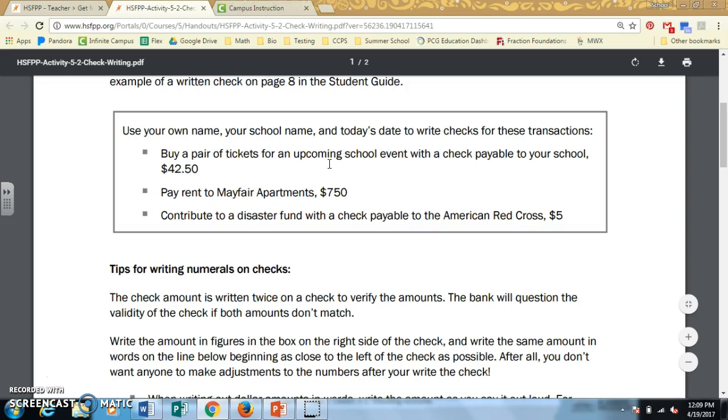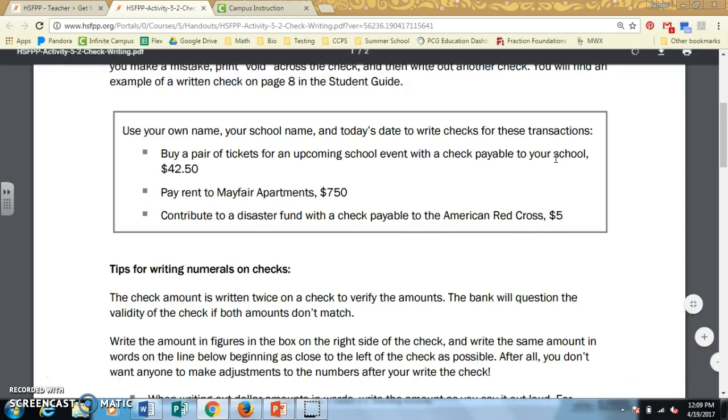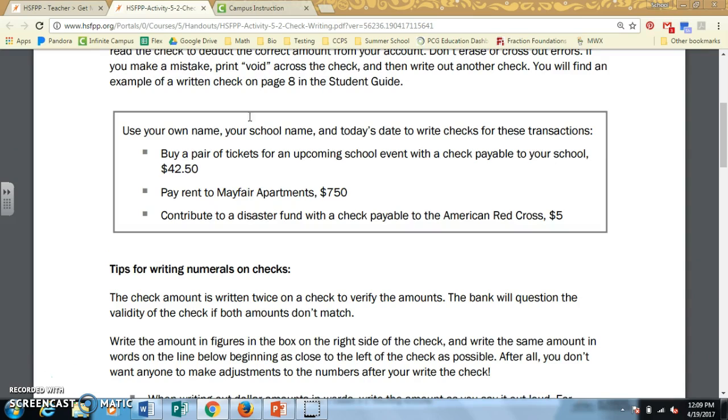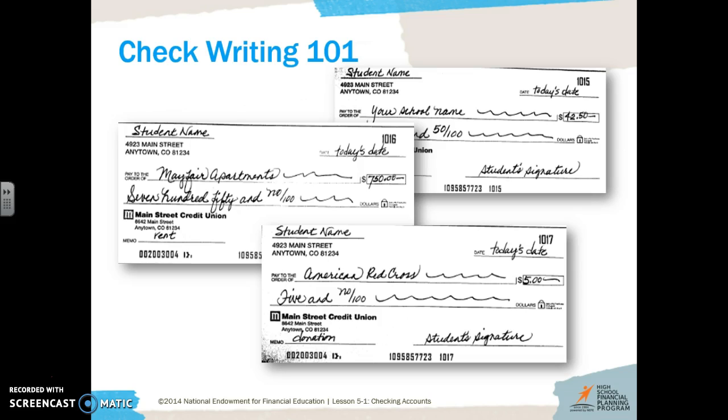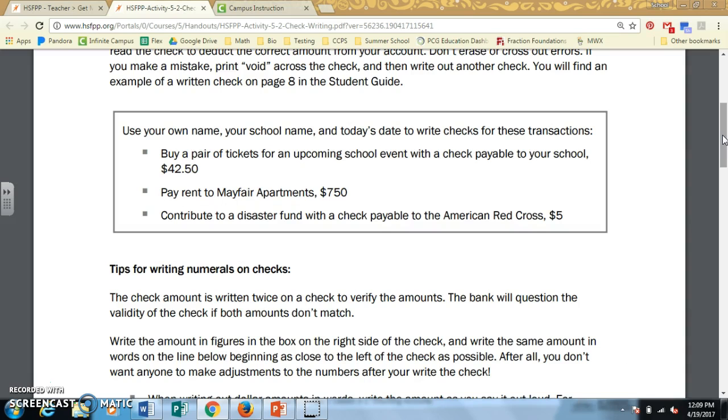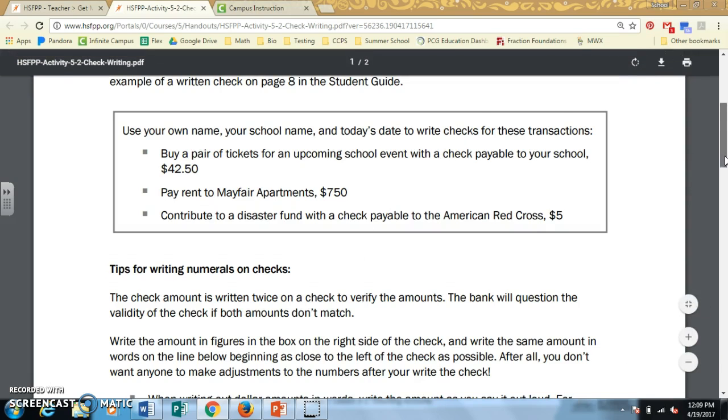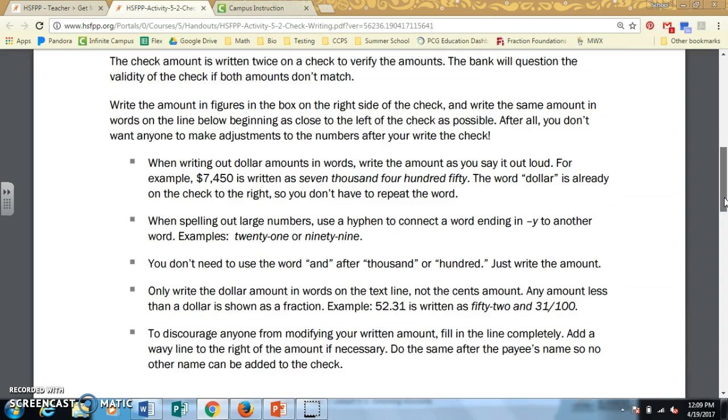So you're going to buy a pair of tickets for an upcoming school event with a check payable to your school. So that's paid to the order of, that's where you would put your school name. And you're going to pay $42.50. There's also paying rent to Mayfair Apartments and contributing $5 to the American Red Cross. So these are the exact examples that you just saw on the screen previously. But now you're going to input your information. You're going to write it out as well.